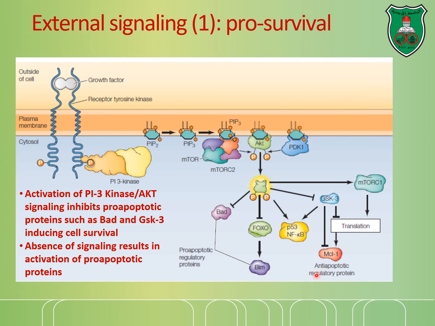So by inhibiting GSK, you would have this activated. So you would have the action of preventing apoptosis from happening. Or you'll have activation of the mTOR protein as well. Now, this protein is associated with survival as well.